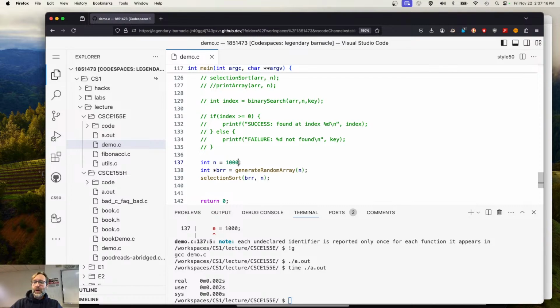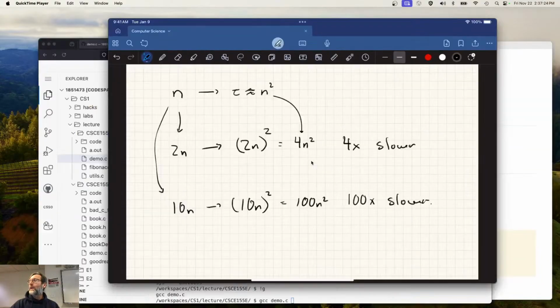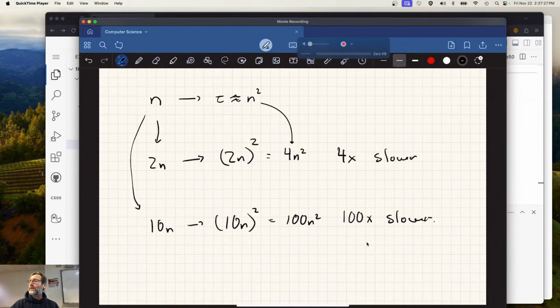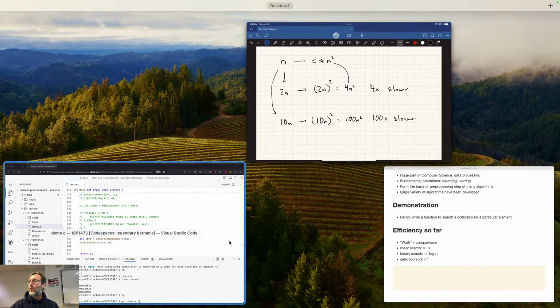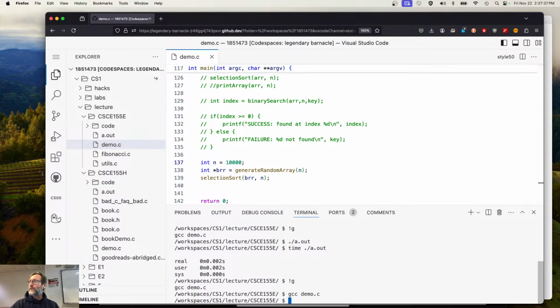But what if I jump up an order of magnitude, go from 1,000 to 10,000? It was measurable here, right? What's your prediction based on what we did over here? Right? If it goes up by an order of magnitude, it'll be 1,000 times slower, or roughly 1,000 times slower, right? So, or not 1,000 times, 100 times slower. So you'd expect about 0.2 seconds, right?